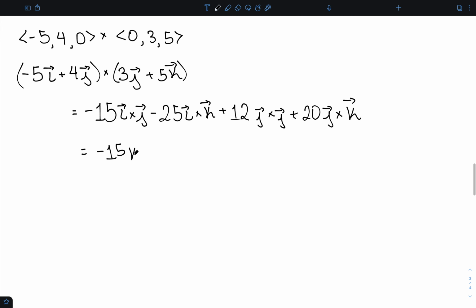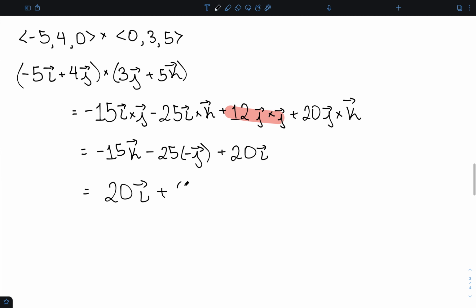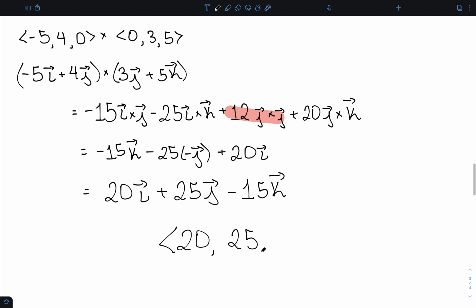i cross j is equal to k. i cross k is equal to -j. Anything crossed with itself is equal to 0, so this term here is going to go to 0. And j cross k is equal to i. So we end up with 20i plus 25j minus 15k, or 20, 25, -15.